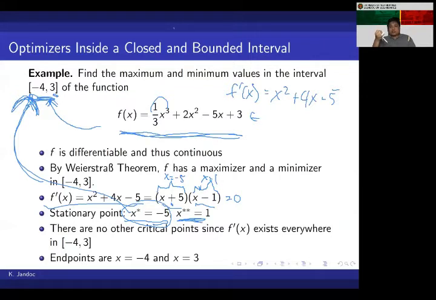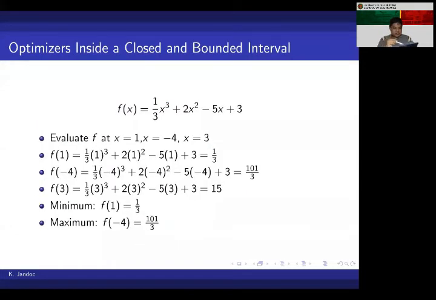The theorem also says that you have to evaluate at the endpoints to determine whether they are a maximizer or minimizer. The endpoints are negative 4, the lower bound, and positive 3, the upper bound. You have to evaluate the function there to see if those points are maximizers or minimizers. Here's the function again, and we have the three candidate points: x equals 1, x equals negative 4, and x equals 3. Recall that negative 4 and 3 are the endpoints, and 1 is a stationary point.